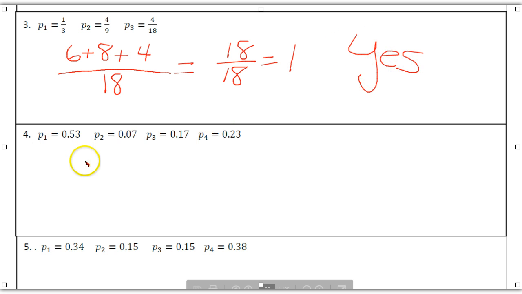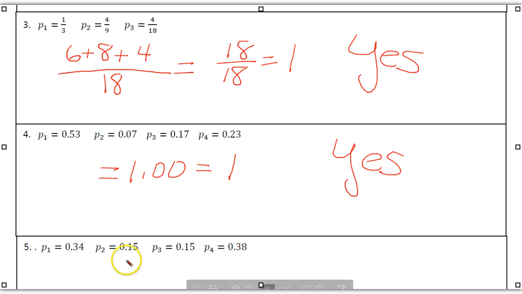And I think you know how to do these now. This will equal 1.00, which equals 1. So this is a yes. And this equals 1.02, which does not equal 1. So this would be a no. Okay, well, we'll complete this one and then get back to page 98 shortly.